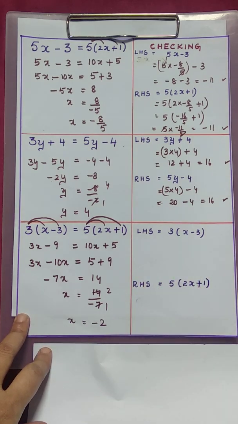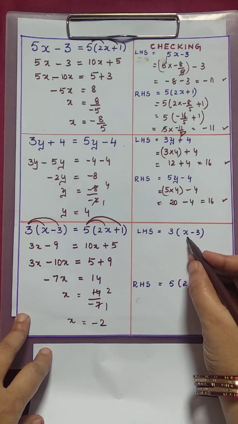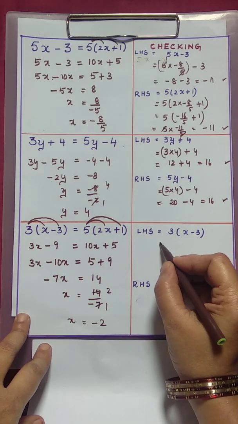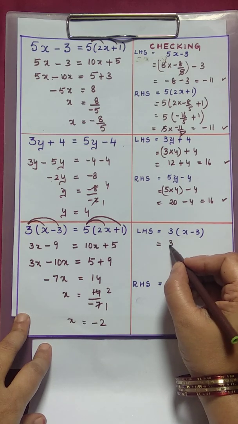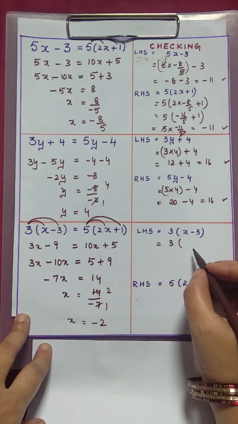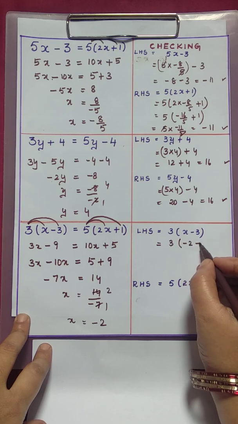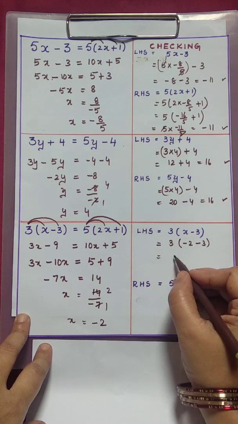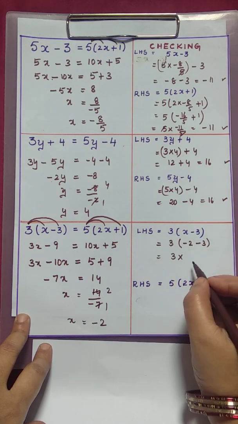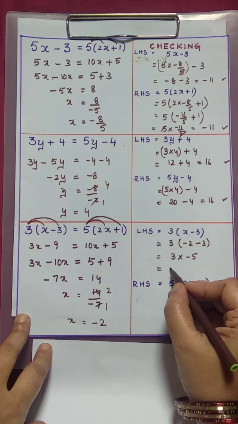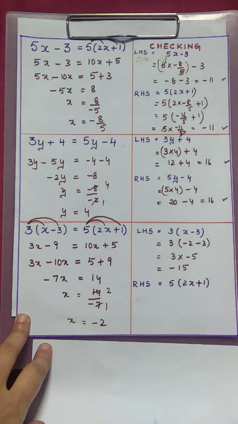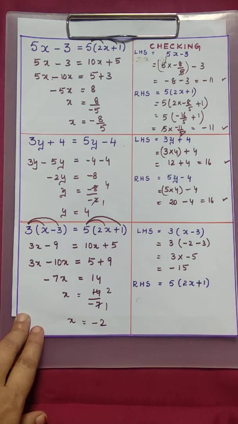Now let us substitute in place of variable x for checking. 3 into x minus 3. So 3 into x value is here minus 2. Minus 2 minus 3. 3 into minus 2 minus 3 means minus 5. Now multiply here. Plus into minus minus. 3 5s are 15. So your LHS is minus 15.